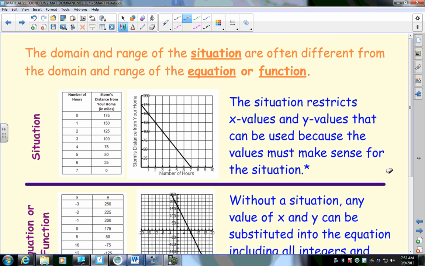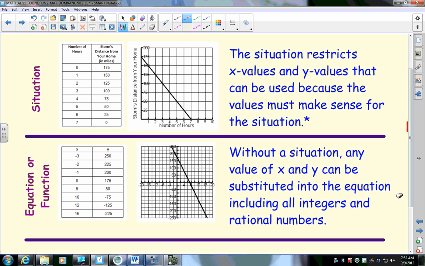Okay, domain and range of a situation are often different than domain and range of an equation. The situation restricts the x and y values that can be used because the values must make sense for the situation. And that's what I was trying to say by you can't have negative hours. On an equation, without a situation, any x and y value can be substituted into the equation, including all integers and all rational numbers. Because if it's an equation, any number will work.